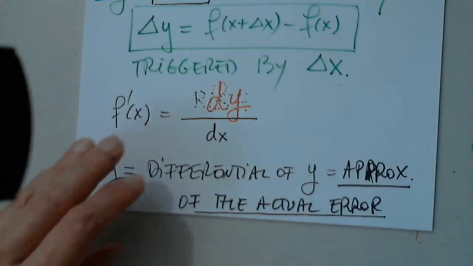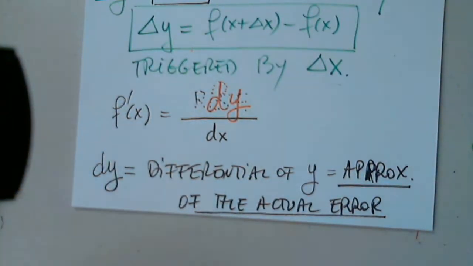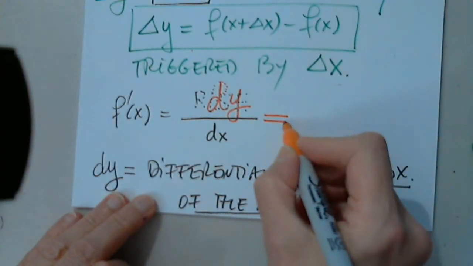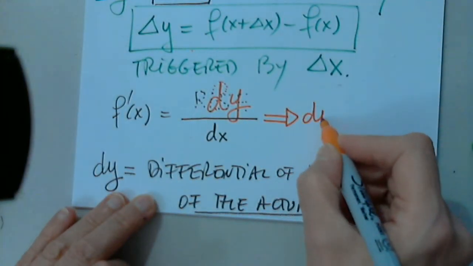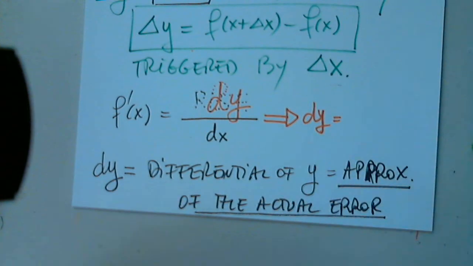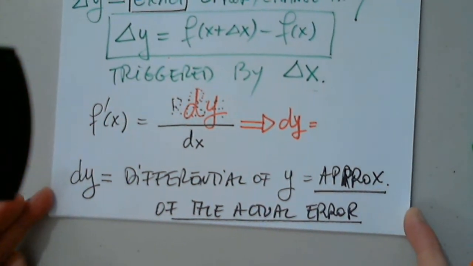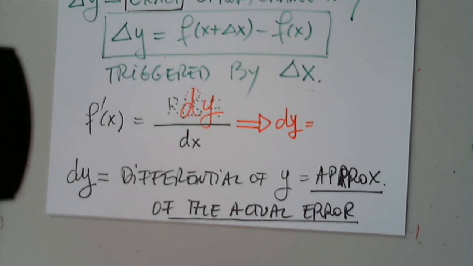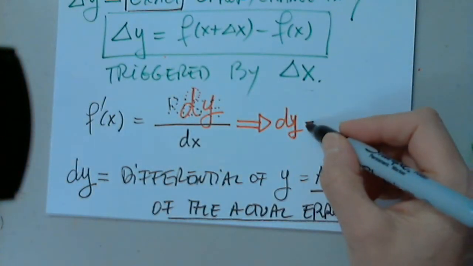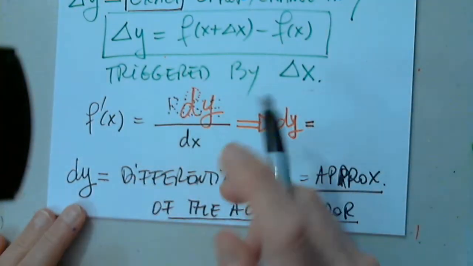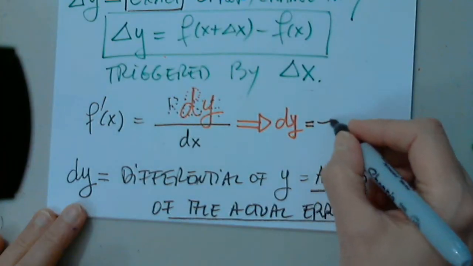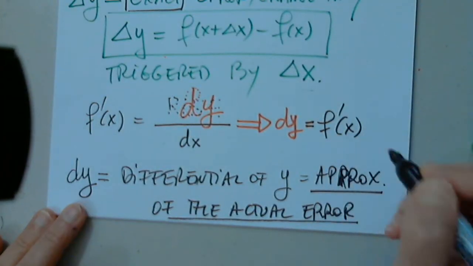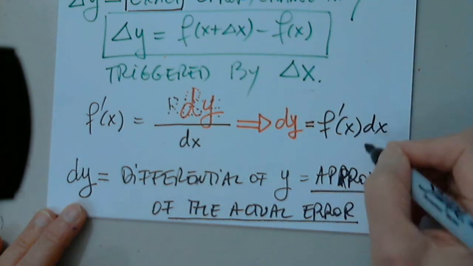So then what do you think from here? Can anyone solve this equation for us for dy? What will dy equal to? The dx times f prime of x. Yes, but we always, that's perfect. But we have to write it as f prime of x dx.